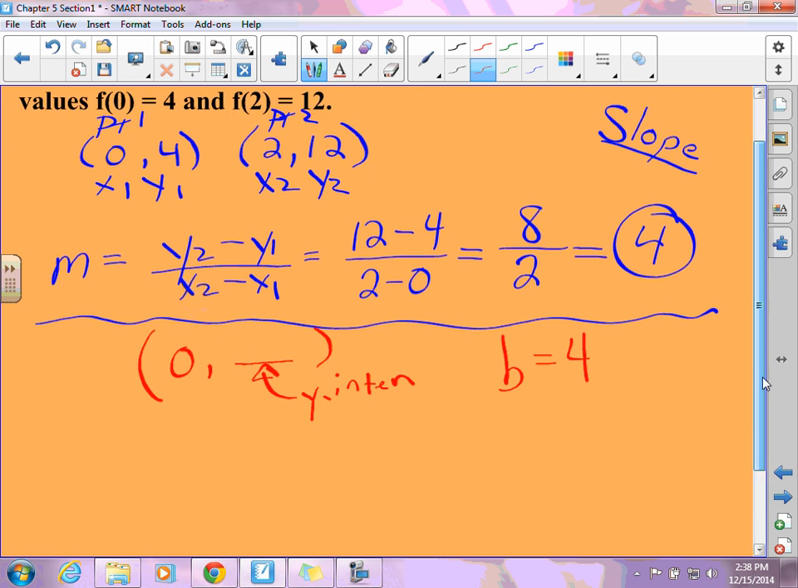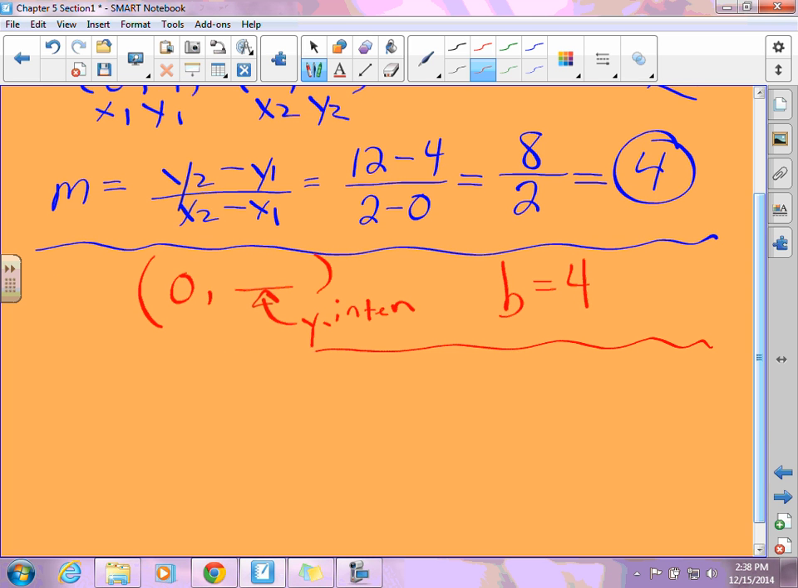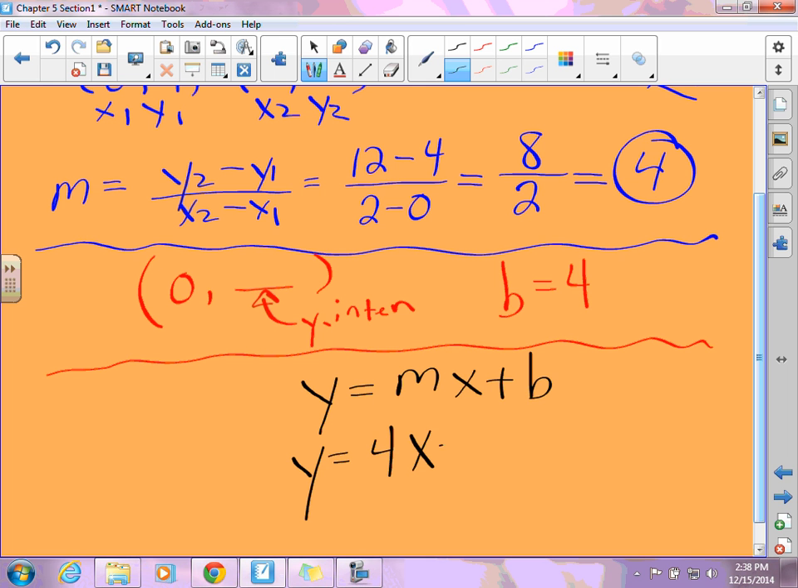I'm going to take this now: y equals mx plus b. Y equals, my m is going to be 4x plus, and my y-intercept is 4, and I'm done with the equation.